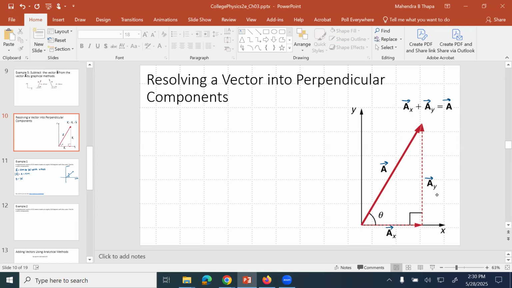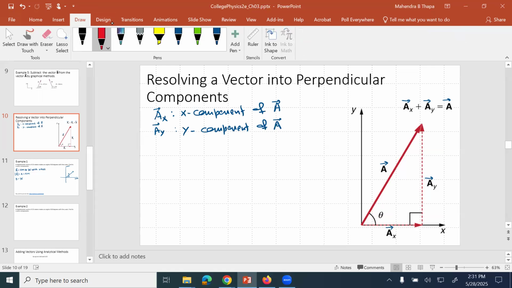My goal is to find AX and AY. So let's start with that. AX is the x component of vector A, and AY is the y component of vector A. One important concept here is remember that if you just write AX, that means we are talking about only positive value, only the magnitude. But if you write AX with an overhead arrow symbol, that represents a vector. This is a slightly different way to express vector and scalar.